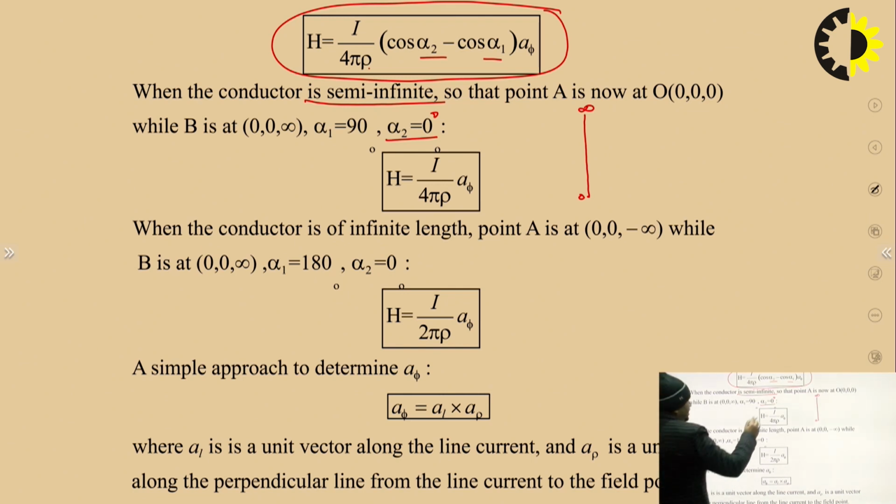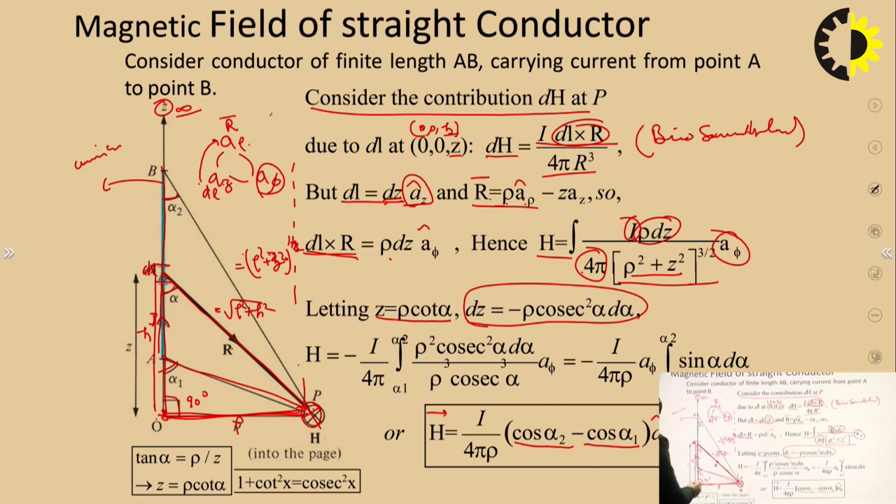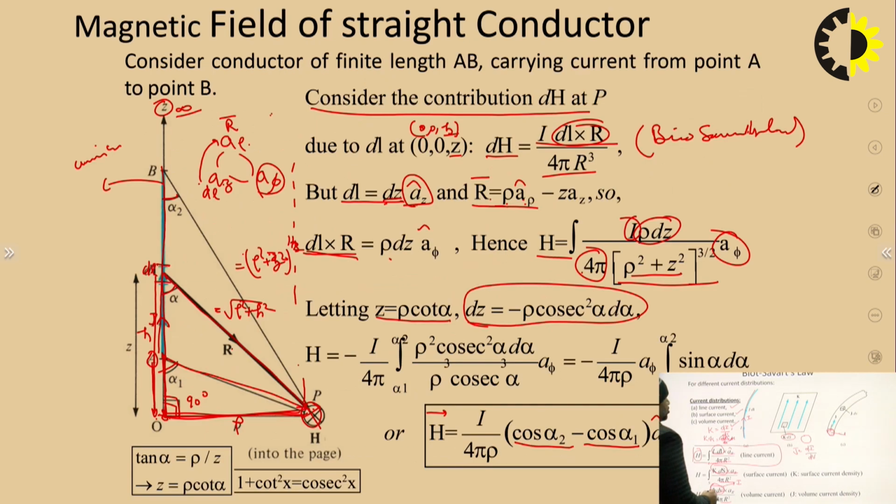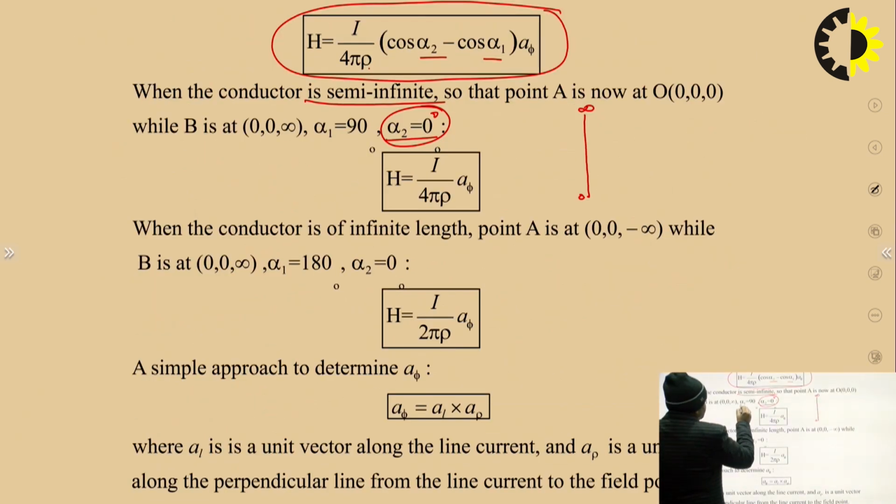So we can say this alpha 2 should be the 0 degree. But in the case of alpha 1 is here. So this alpha 1 is to be put in this, and that point, this point A is to be shifted to the A point. So we can say making an angle of 90 degree. So we put alpha 1 is to the 90 degree. So in this case, when the conductor is semi-infinite, so the alpha 2 should be 0 and alpha 1 is to be 90 degree.